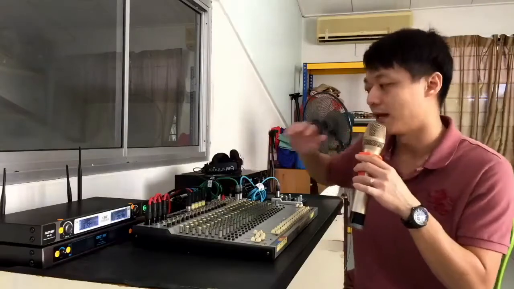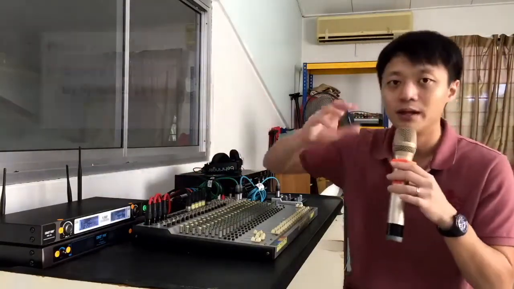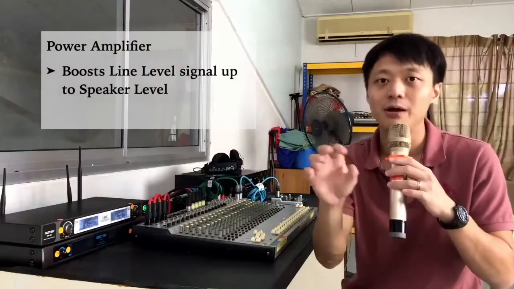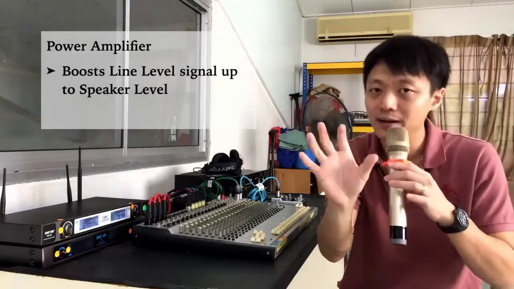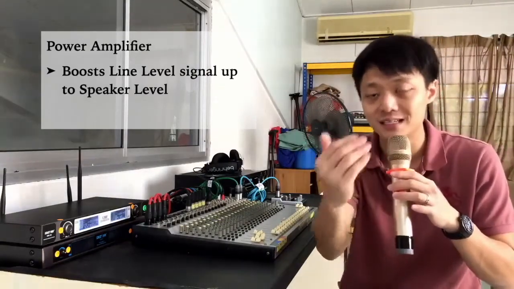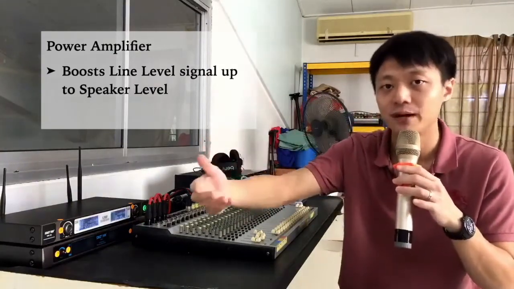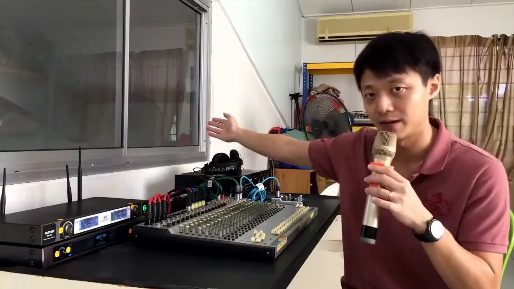okay? Then once it is mixed, it goes to this one, which is called an amplifier, or more accurately a power amplifier, because when you compare a power amplifier to a preamp, the preamp only raises a mic level to a line level, but the power amplifier will then raise the line level signal to your speaker level signal out there, okay?